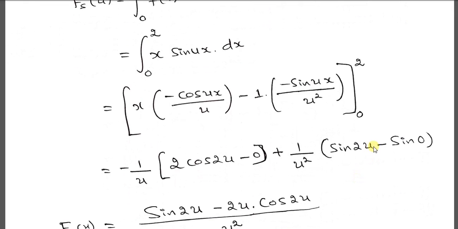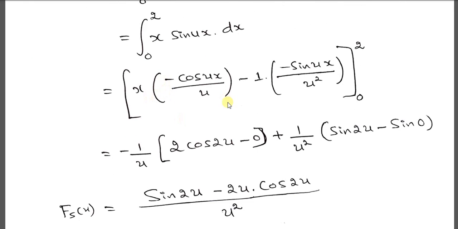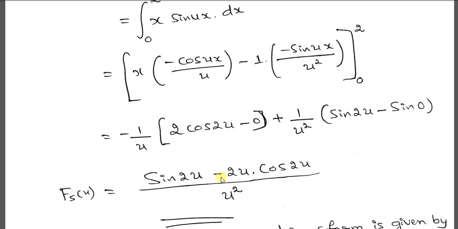Now apply the limits. Here minus 1 by u is constant. When you apply the upper limit you get 2 times cos 2u, minus the lower limit, which is 0, since 0 into anything is 0. Minus into minus gives plus 1 by u square, which is constant, take it outside. Upper limit is 2, so it is sin 2u, minus the lower limit, sin 0, which is 0. Simplify this, and we get the answer as sin 2u minus 2u cos 2u divided by u square. So this is the value of the Fourier sine transform.